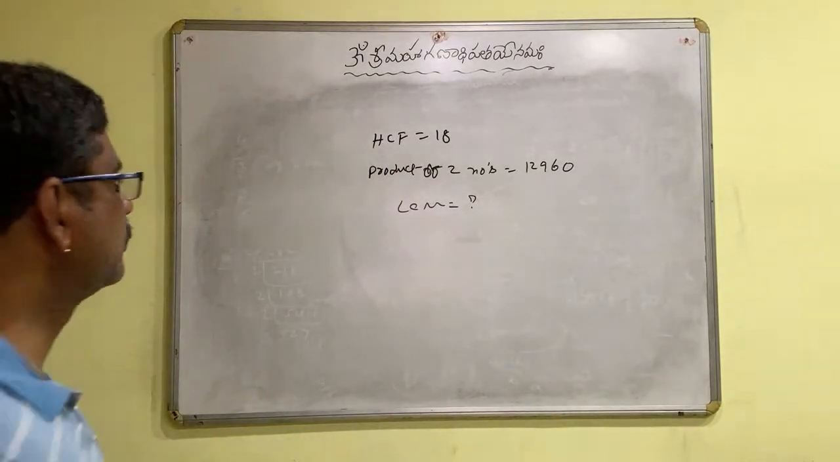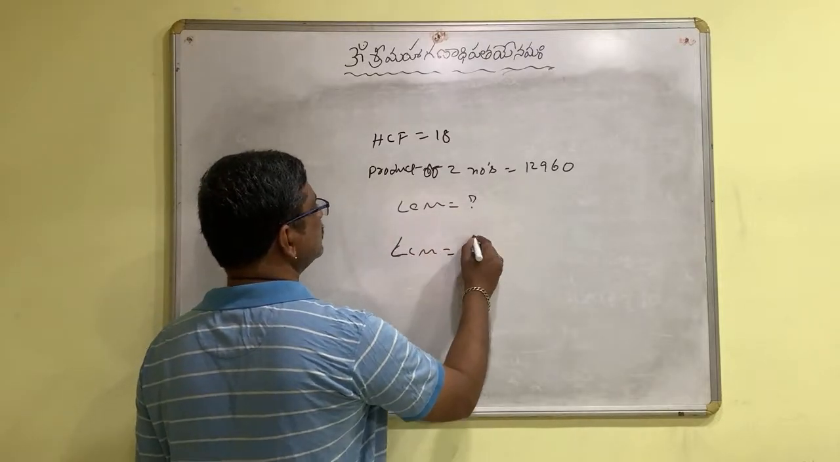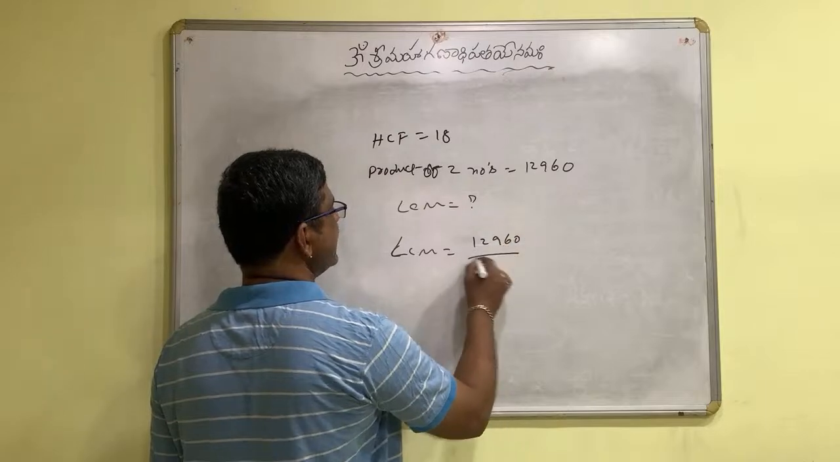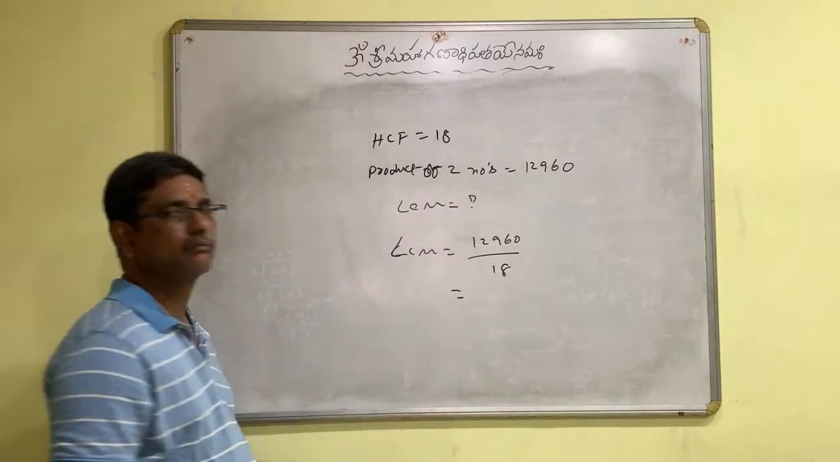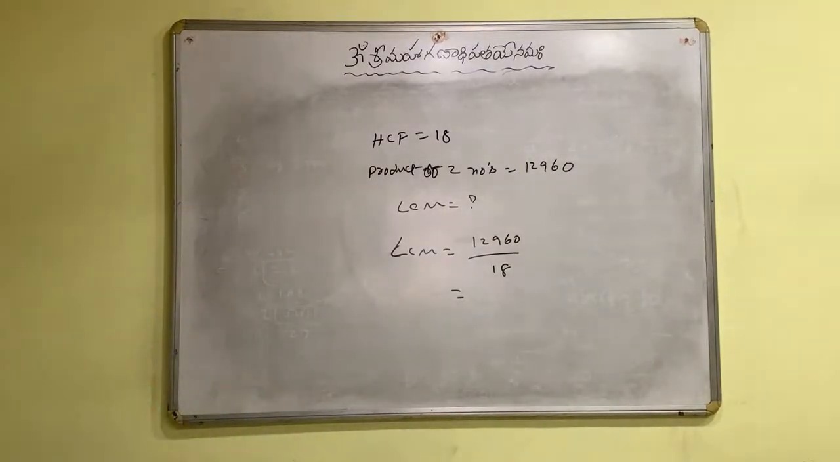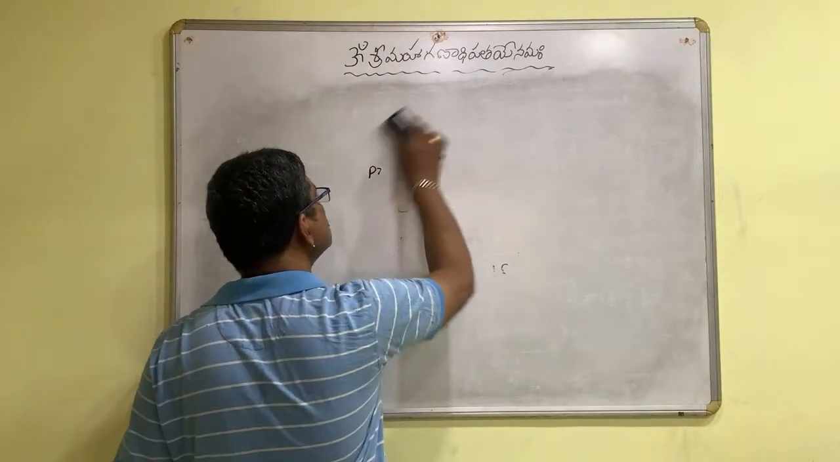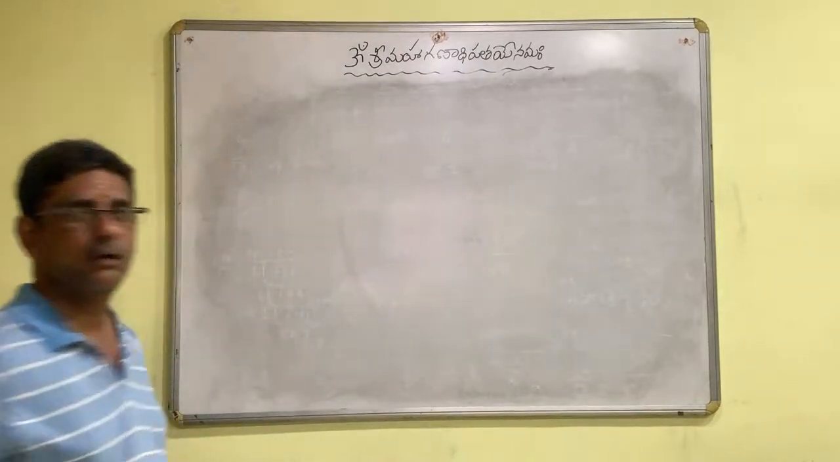Yeah. So what to do? In order to find LCM, product of two numbers by HCF. Product of two numbers by HCF. That's all. Next question.